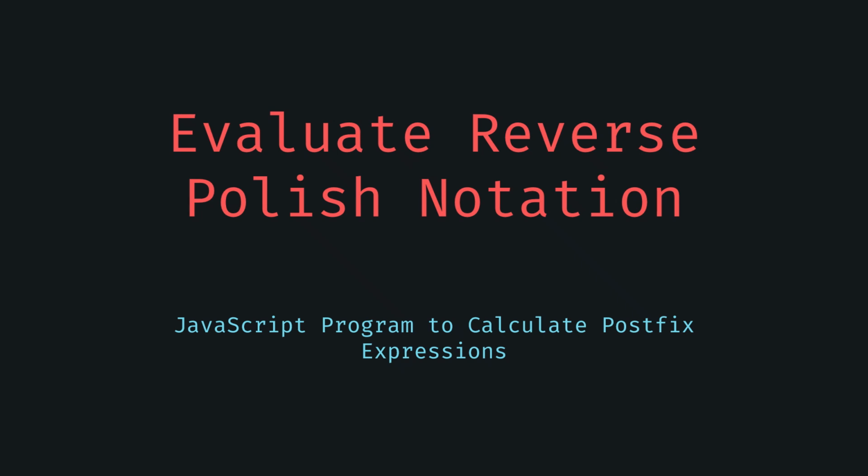Welcome back. In today's lesson, we're diving into a unique and powerful way to evaluate math expressions called reverse Polish notation, or RPN for short. Unlike traditional math, RPN puts the operators after the numbers, which lets us evaluate expressions without any parentheses. We write a JavaScript program that processes these postfix expressions using a stack-based approach. Let's explore how it all works.